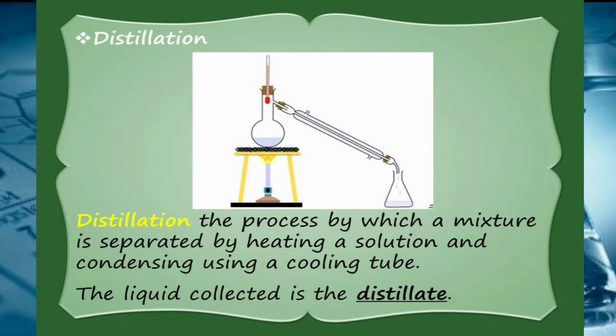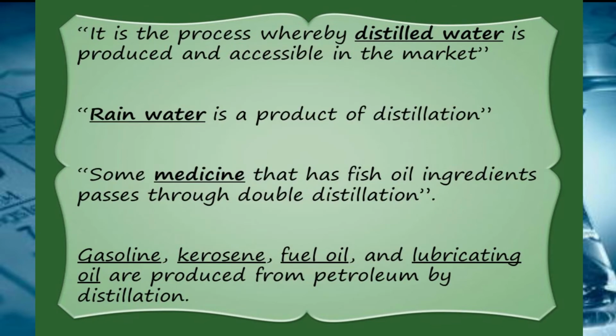Distillation. Distillation is the process by which a mixture is separated by heating a solution and condensing using a cooling tube. The liquid collected is the distillate. It is the process whereby distilled water is produced and made accessible in the market. Rainwater is a product of distillation. Some medicine that has fish oil ingredients passes through double distillation.